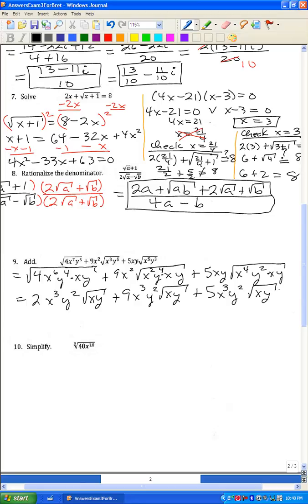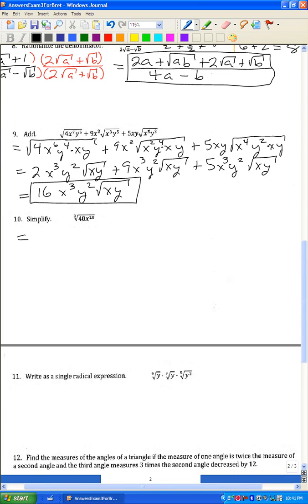By the way, of course, I'm assuming that all the variables here are positive, so that this all makes sense. Notice that these are all like terms. And so I can just add: 2 of these plus 9 of them plus 5 of them are 16, x cubed, y squared, radical xy. And that is your answer. Let me do problem 10.